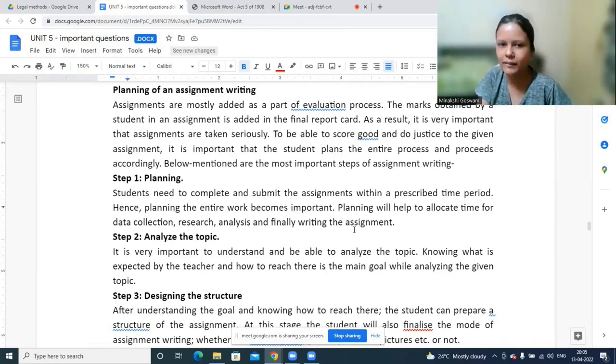We would do the planning part. When is it? How is it? I need to complete a certain thing.